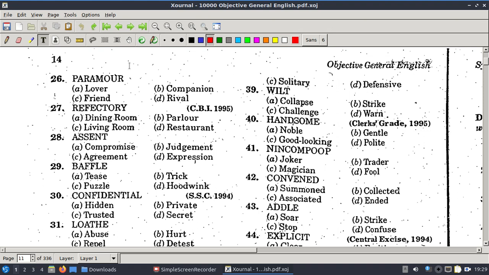Let us continue our exercise. We have covered till 25 in this set yesterday, right? Let us continue now. Paramour.